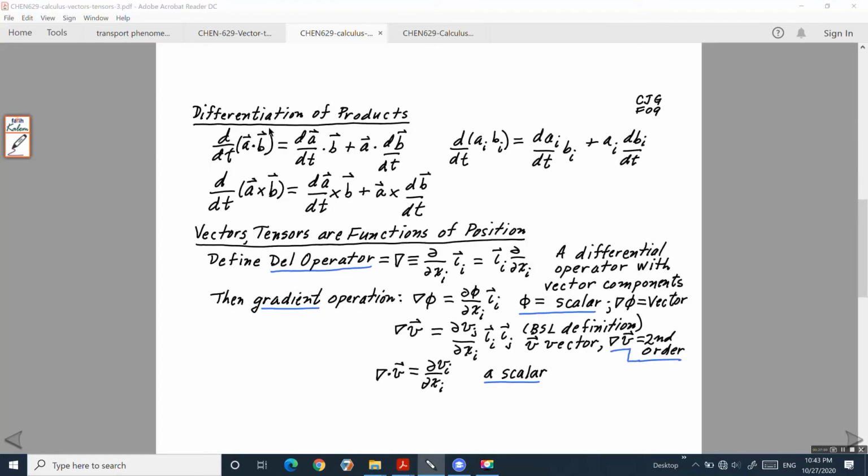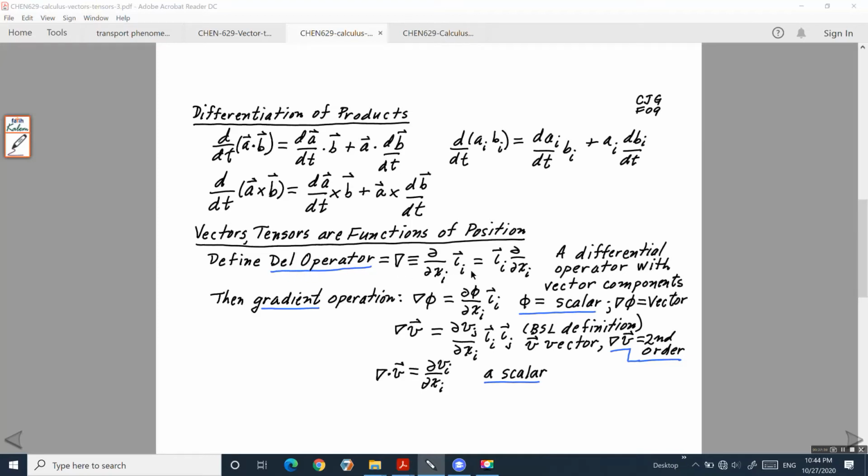Okay, so differentiation of the product, let's say you have d over dt and then you have a dot product b, then we can write this by this form dA over dt dot product by vector b plus vector a dot product with db over dt. For the cross product it is a similar manner, dA over dt cross product by vector b and a cross product by db over dt, and this is the closed form of that one can present.